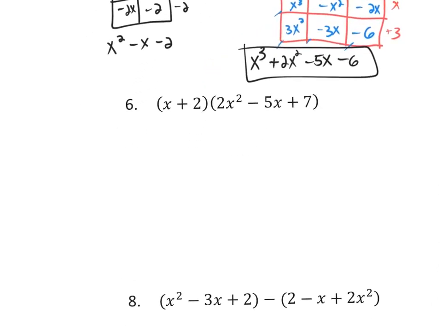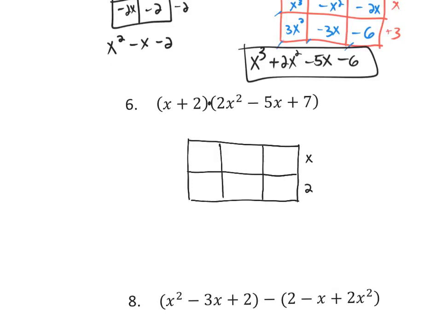When we look at this, it's clearly a multiplication problem. There's no sign in between these polynomials other than they're just parentheses next to each other. So I'm going to start making my boxes. x plus 2. I've got 2x squared, negative 5x, and 7.